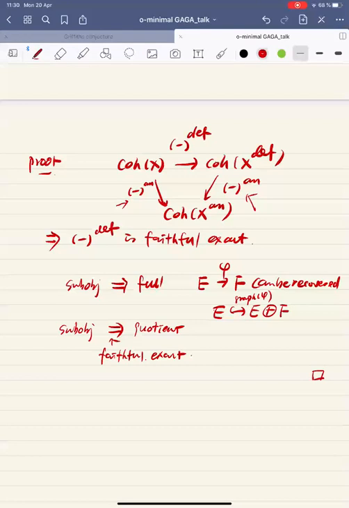So I have a question. How can we use this to prove the Griffiths line bundle example using this O-minimal GAGA?